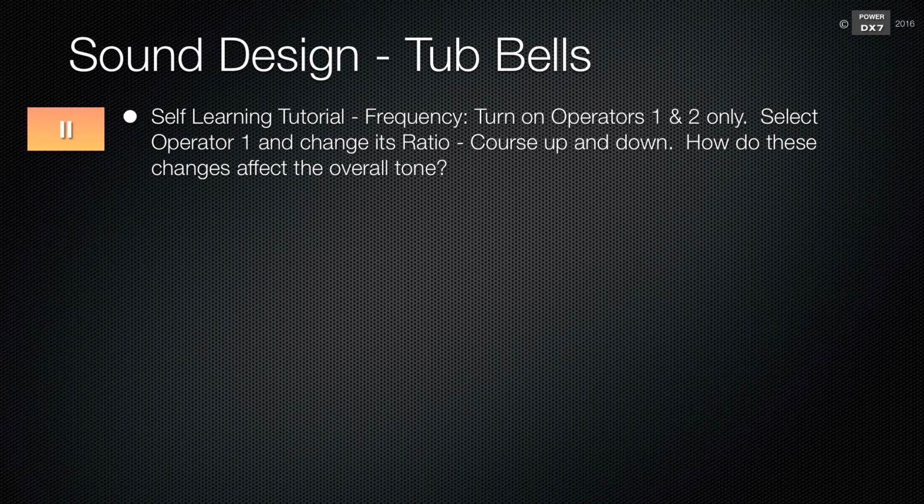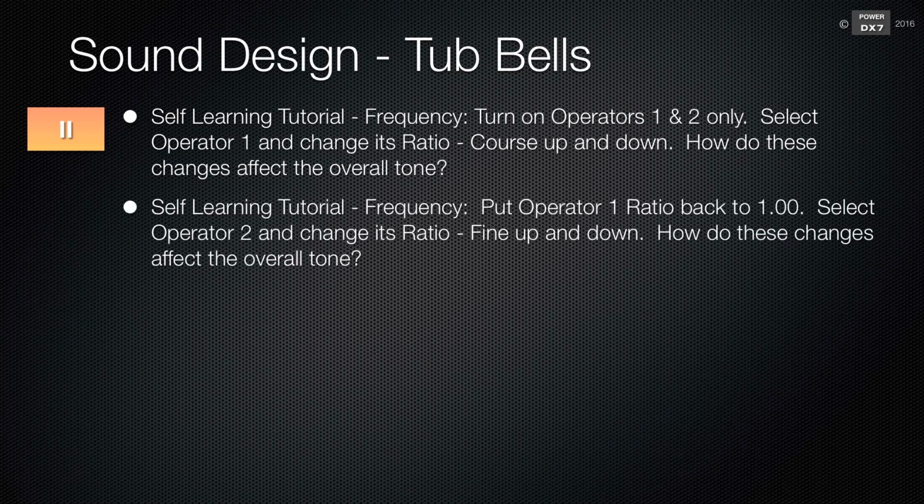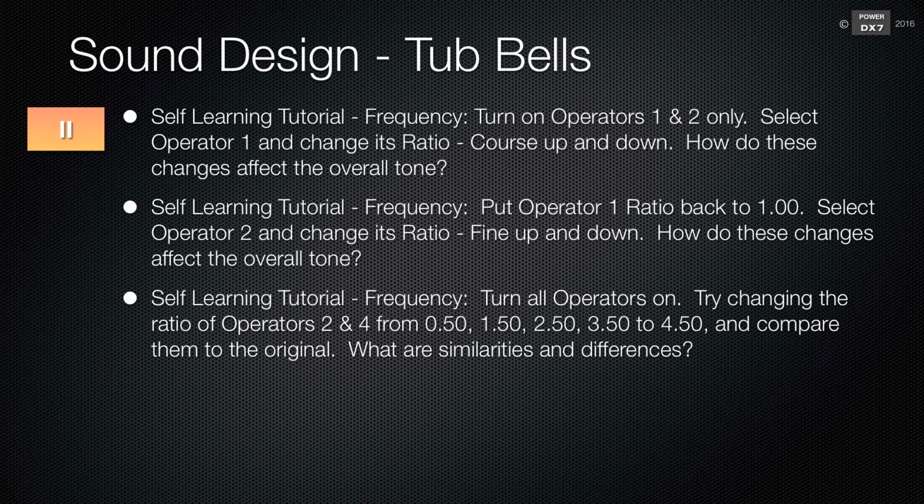You can pause here and do self-learning tutorials. You can turn on operators 1 and 2 only. Select operator 1 and change its ratio coarse up and down. How do these changes affect the overall tone? Once you've done that, you can put operator 1 ratio back to 1.00. Select operator 2 and change its ratio coarse up and down. How do these changes affect the overall tone? Once completed, put operator 2 ratio back to 3.50.